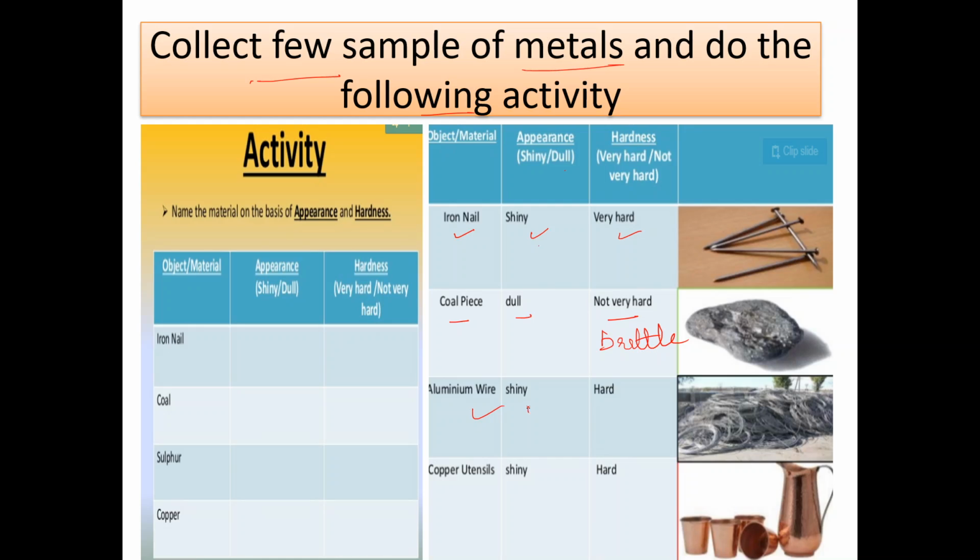Then aluminium wire, shiny. Aluminium foil you have seen, it is lustrous and hard. Copper utensils are shiny, brownish red shine, and it is hard. Here you can find out that sulfur is powdery, phosphorus is powdered, means they are dull and not very hard, they are soft. So metals are shiny in appearance and they are hard. Non-metals are dull in appearance and soft, powdery.